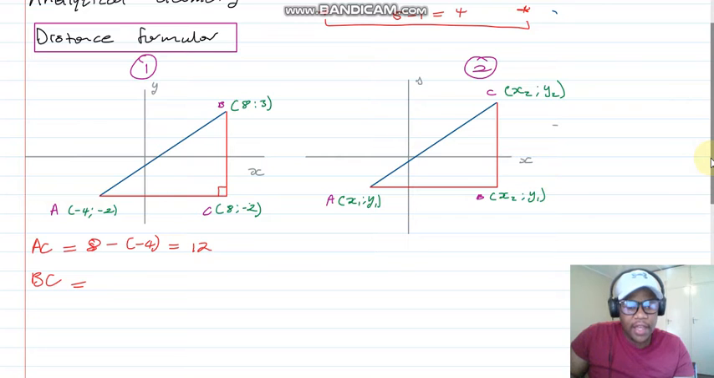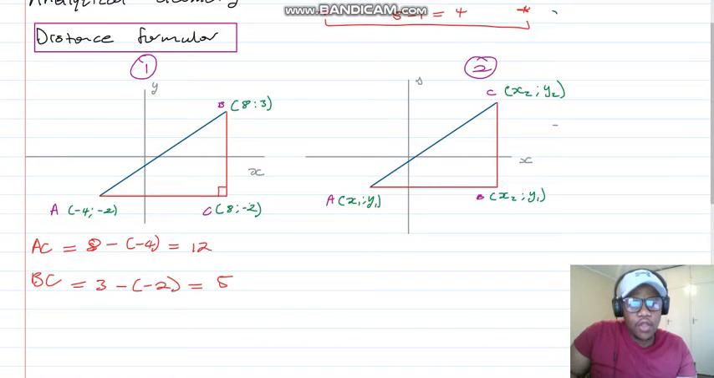Remember, with AC, the Y value doesn't change, so we can't use that to calculate the length. We're calculating the length in the X direction. Here, you can see that the X doesn't change, the Y changes, so we'll use the Y. That's going to be 3 minus 2, and that's going to give us 5.